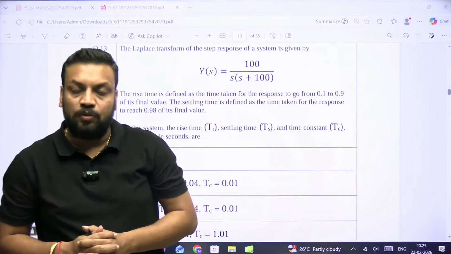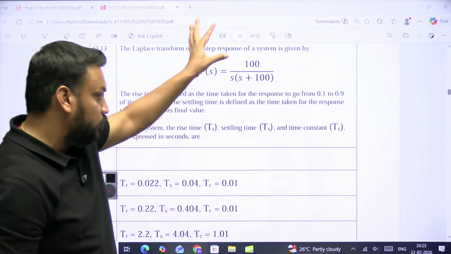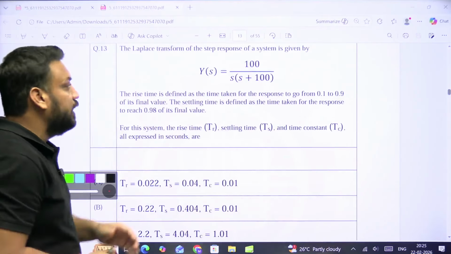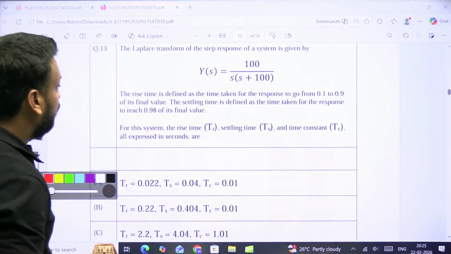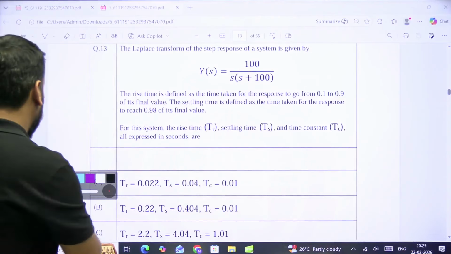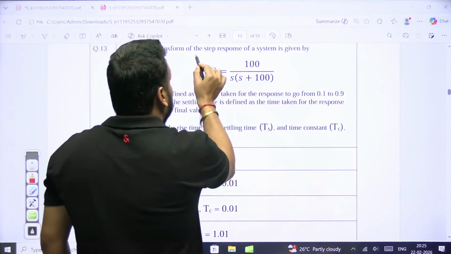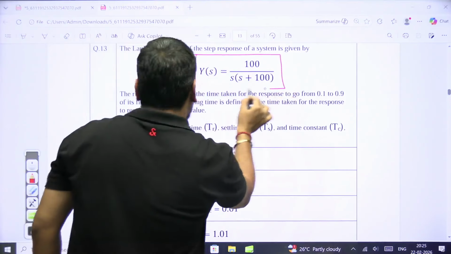Okay, so as you all know, the GATE 26 response sheet has been released. From the master paper we are solving the question. Here in the master paper, question number 13, control system, asked in EE GATE 26. So now guys, let's see the question. The Laplace transform of the step response is given to us.